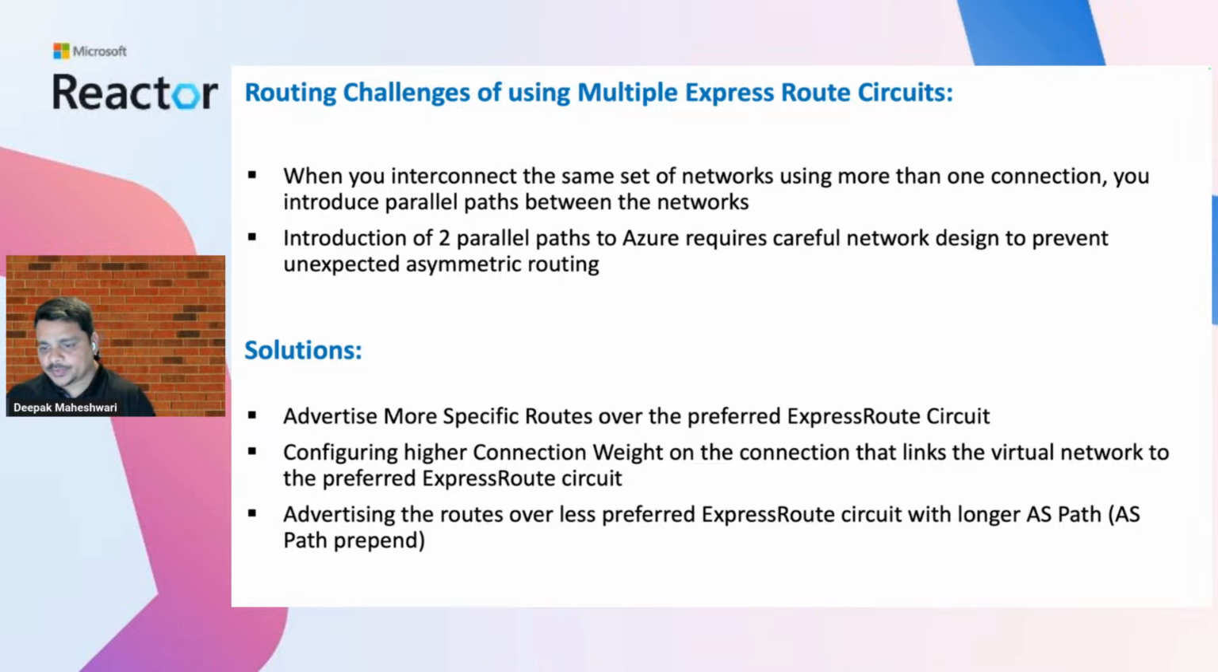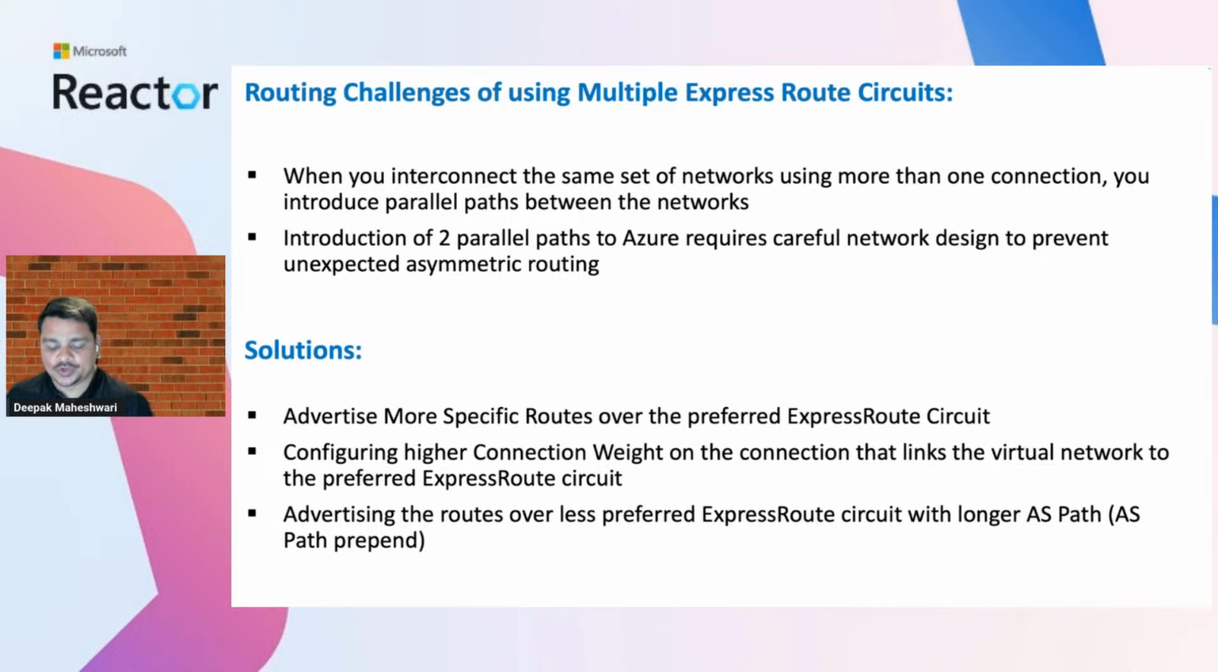But what happens if you've got multiple ExpressRoutes? A lot of enterprises have multiple ExpressRoutes. And that's where you really need to plan carefully. So your network design should be configured in such a way that it can avoid asymmetric routing. And there are some solutions around it, right?